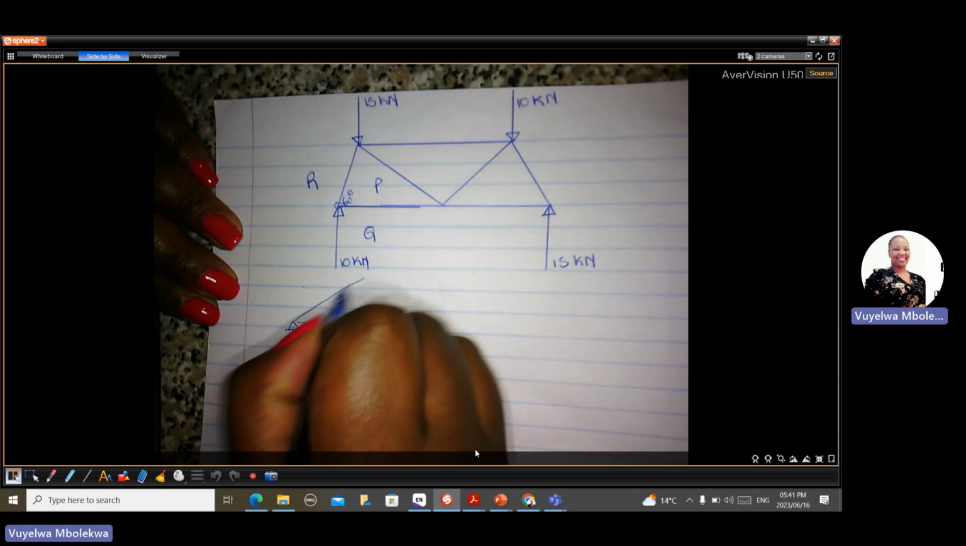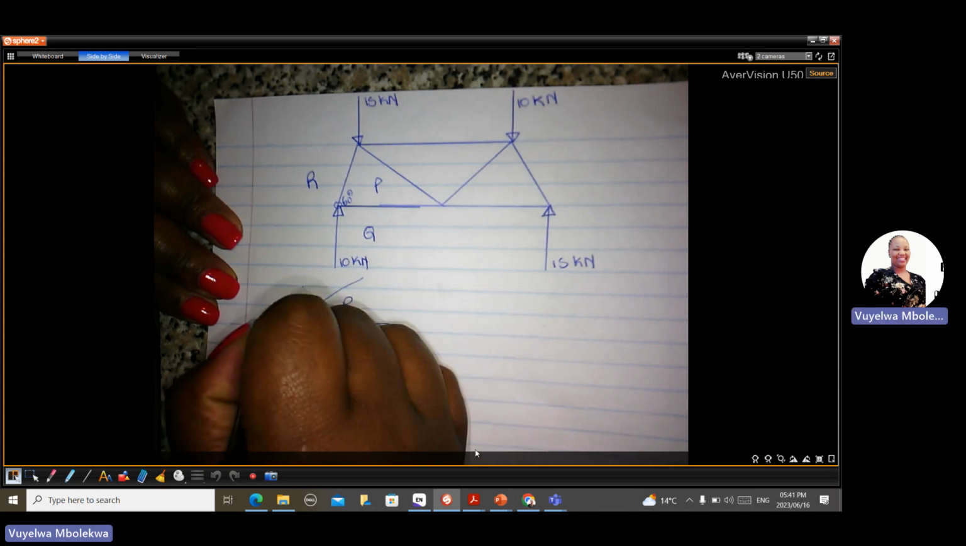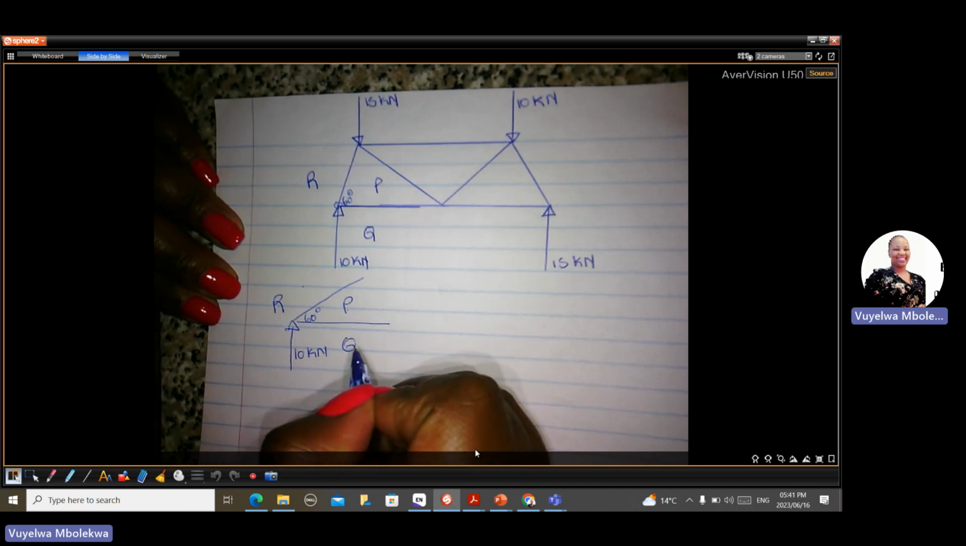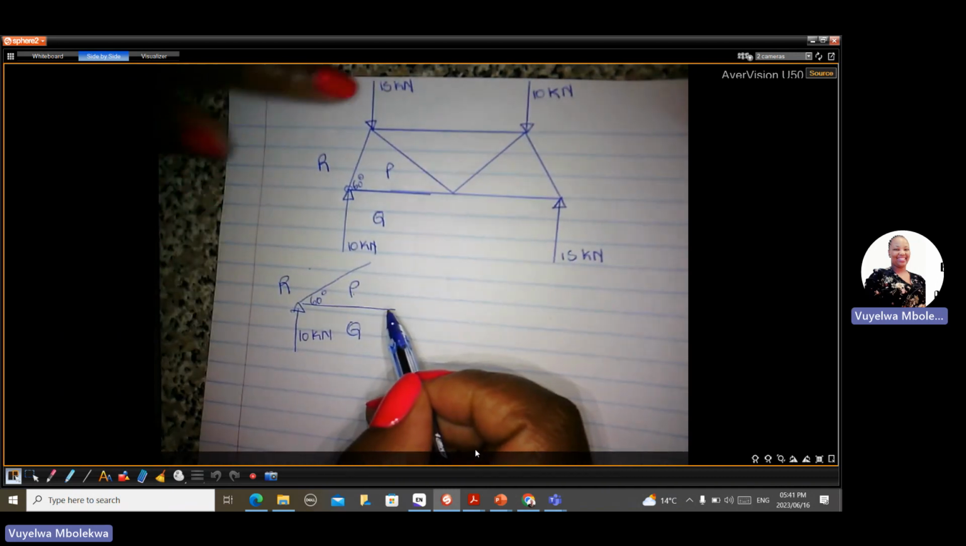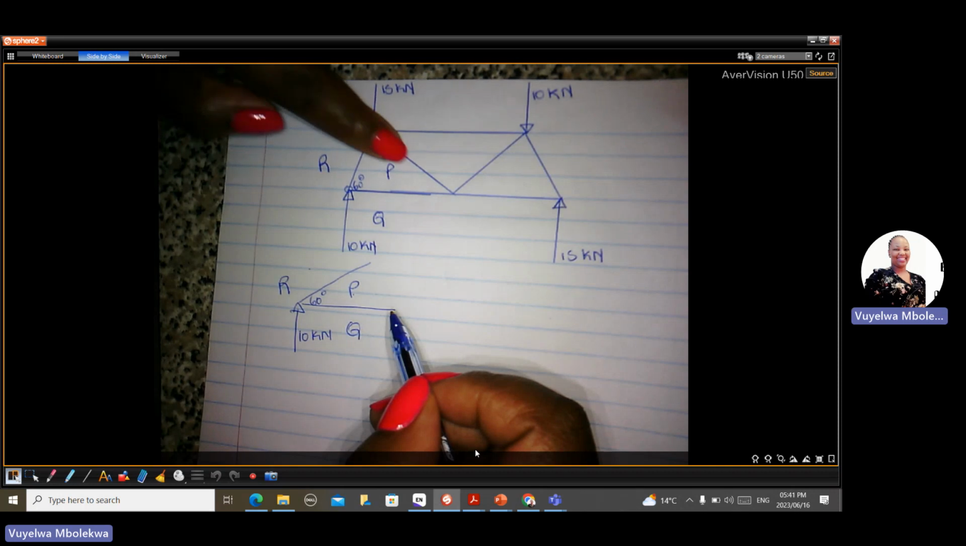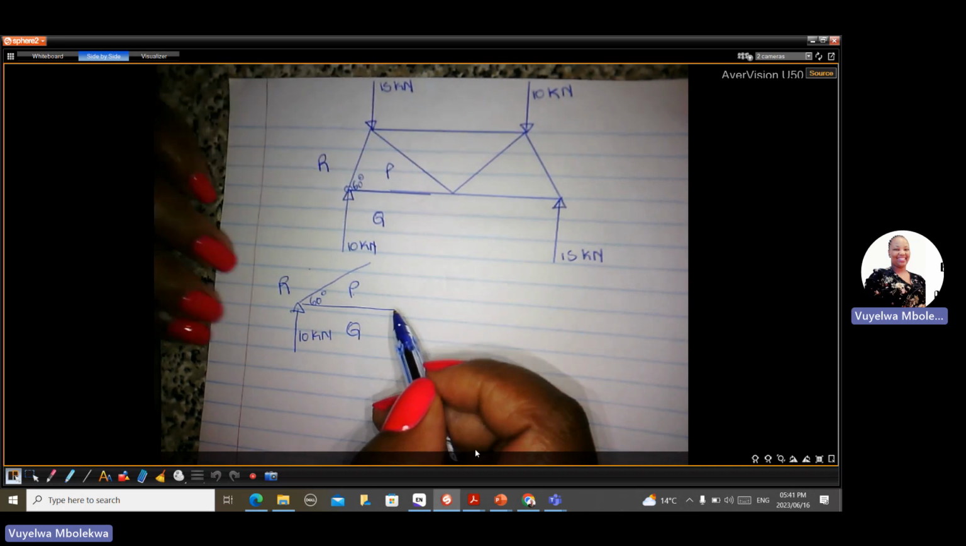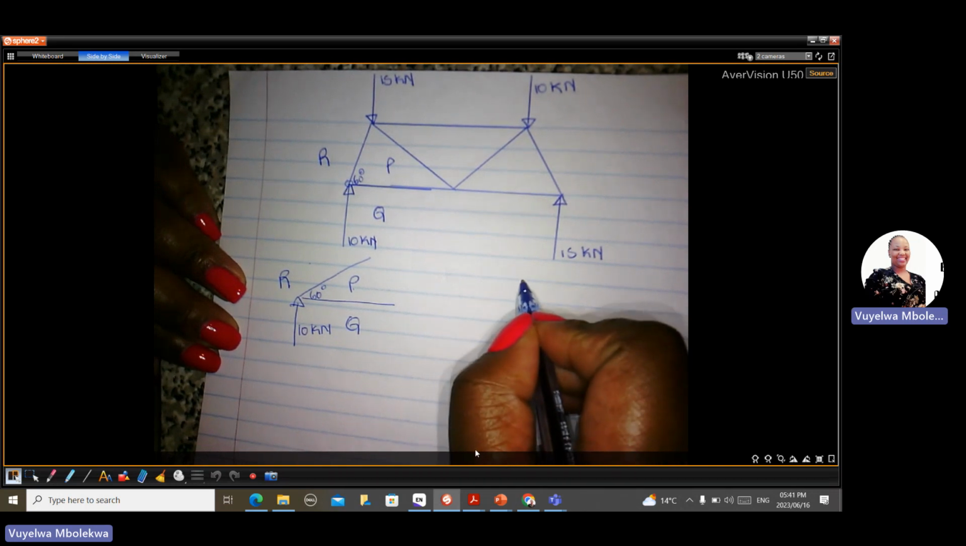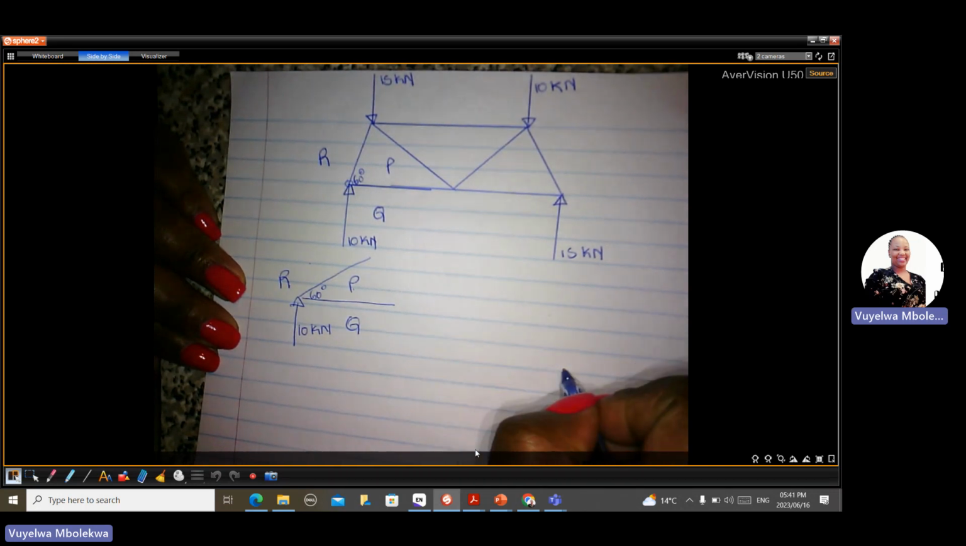There's force B, there's force R, space P, space Q. So you don't concern yourself about this joint or that joint. It's just this joint, because these members that they are looking for are part of that joint. Then you do your vector diagram.